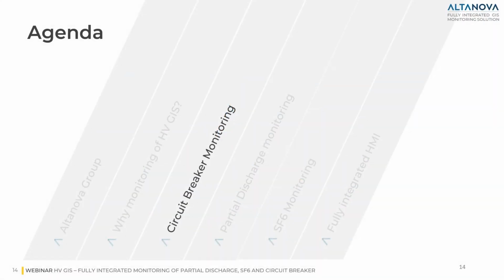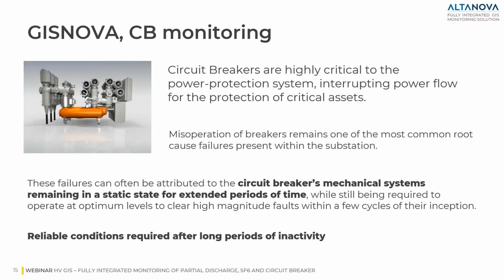So we can move now to the first module, circuit breaker monitoring. Why circuit breaker monitoring? Circuit breakers are highly critical components to the power protection system, and maloperation of the breakers is one of the most common root causes of failure. Reliable conditions are even required after a long period of inactivity.